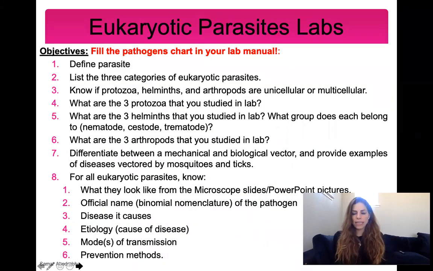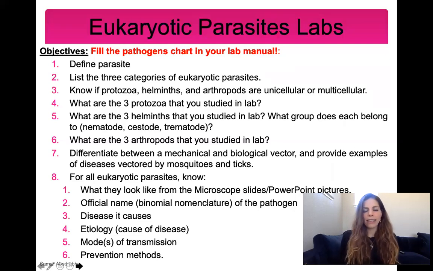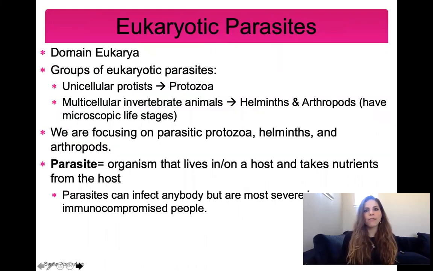So the objectives of this lab, and we'll talk about this again at the end of lab, but just to keep it in mind in the beginning, for all eukaryotic parasites, I want everyone to leave lab knowing what they would look like. If you were in lab, you would actually look at them under the microscope, but we have microscope pictures here in this lab. So know what everything looks like, the PowerPoint pictures, the official name, the binomial nomenclature of the pathogen, the disease it causes, the etiology or cause of the disease, the mode of transmission, prevention methods, and we'll get back to this in the end.